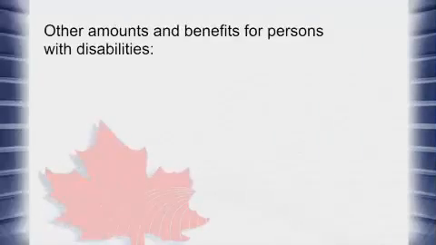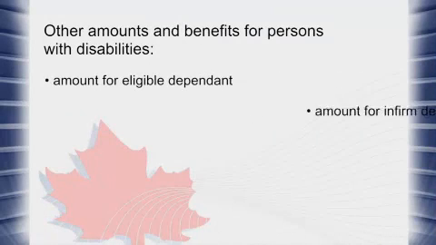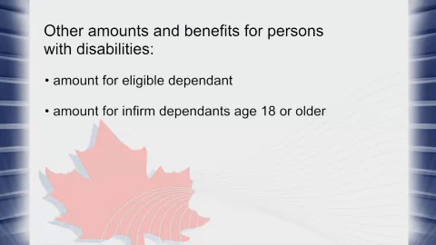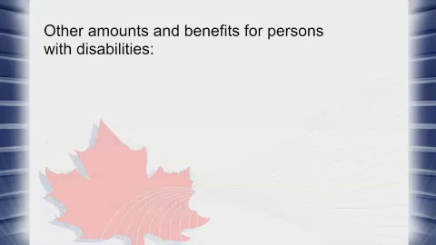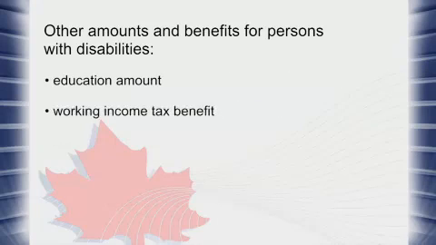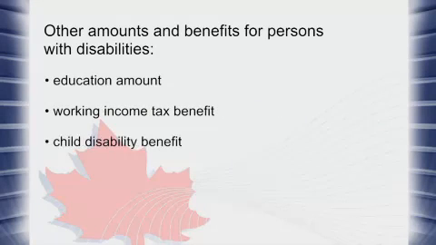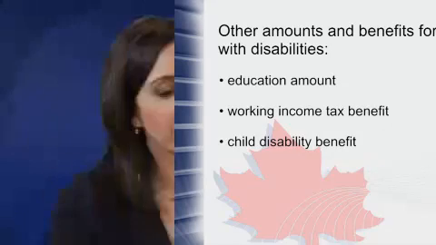So tell me, which amounts and benefits will we be focusing on? We'll be discussing the amount for an eligible dependent, the amount for infirm dependents who are 18 or older, the children's fitness amount, the children's arts amount, the home buyer's amount, the education amount, the working income tax benefit, and the child disability benefit. Okay, so let's start with the amount for an eligible dependent.